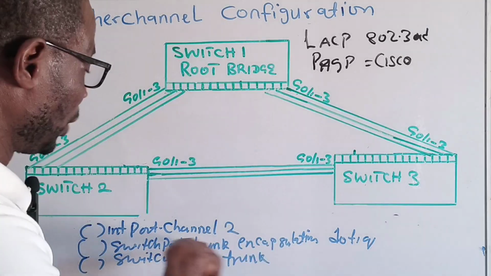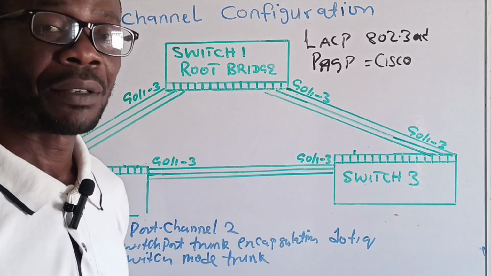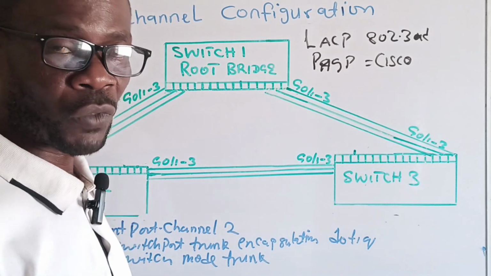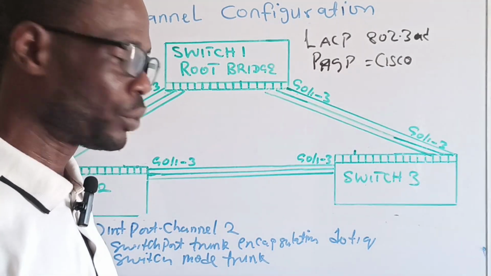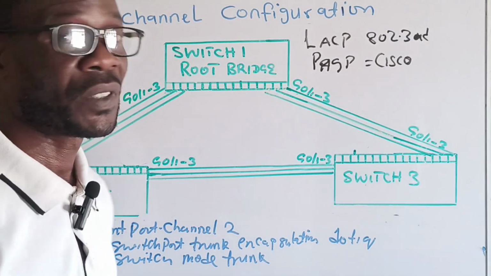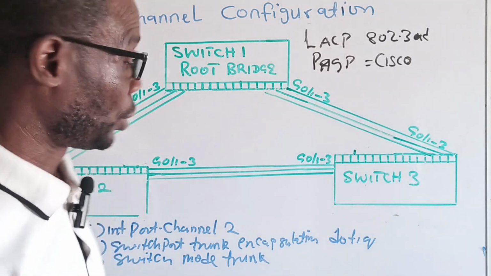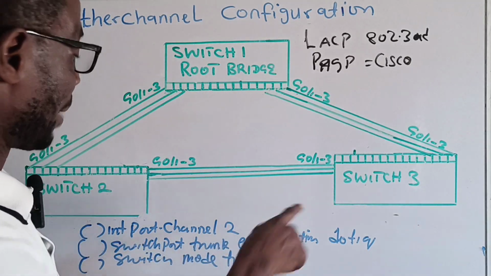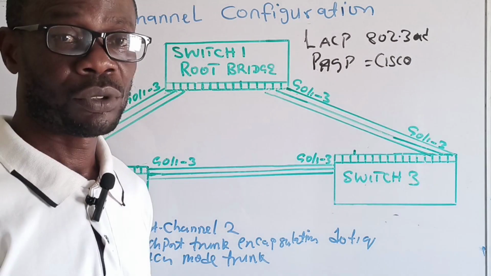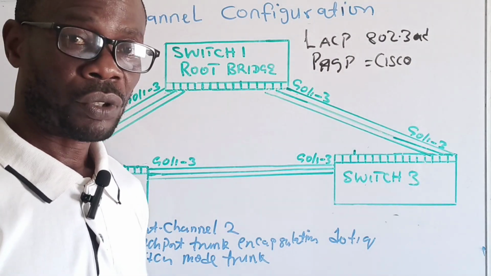Do you know why you put this switchport trunk encapsulation? Because you are using a multilayer switch. On a multilayer switch, you must enable switchport trunk encapsulation. But if it is an access switch, you don't need to put switchport trunk encapsulation. You just go ahead and enable switchport mode trunk.